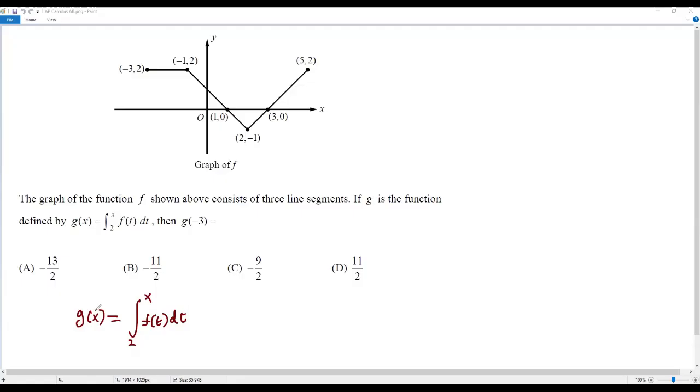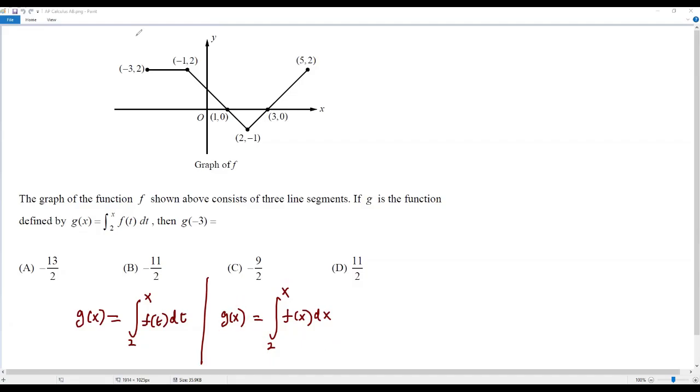Since g of x is a function of x and the result of this definite integral must also be in terms of x, we can write this function as g of x equals the integral from 2 to x. We can replace the t over here and here by x. Then I'm getting f of x times dx. Okay, from now I'm going to consider this definite integral for g of x.